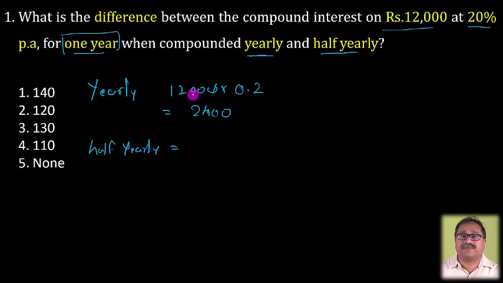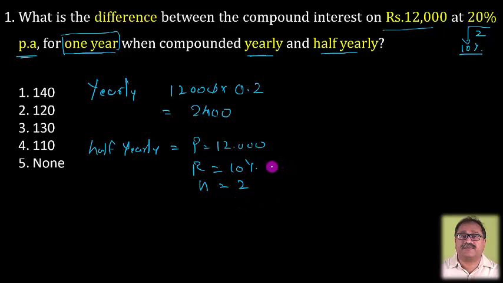In case of half yearly, the principal remains the same, 12,000, but the rate of interest will change because this 20% rate of interest is for 1 year. Look at this, per annum. When you consider half a year, divide it by 2. So I will get 10% as the rate of interest for half yearly. So my R will change here to 10%, and so does the time, because when you are considering half years, in a year there are 2 half years. Therefore, I should consider N as 2. So N is equal to 2 half years.